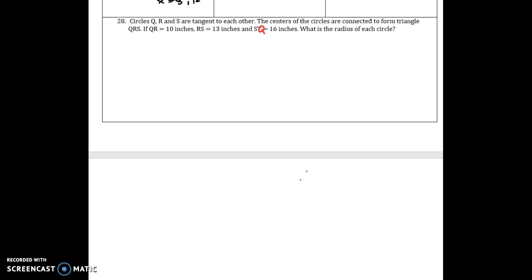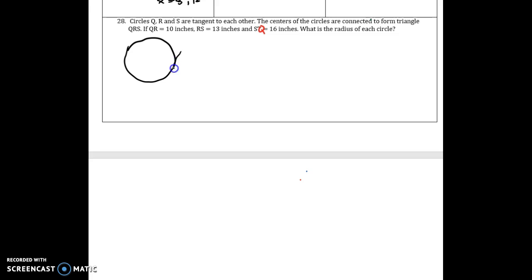And then this last one, circles Q, R, and S are tangent to each other. The centers of the circles are connected to form a triangle. And we have some measurements. So let's draw the circles.